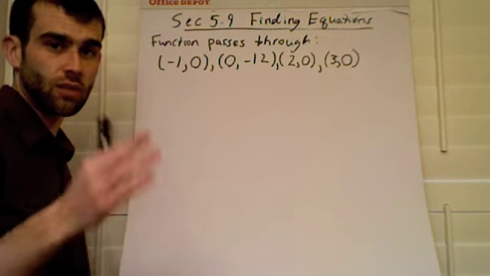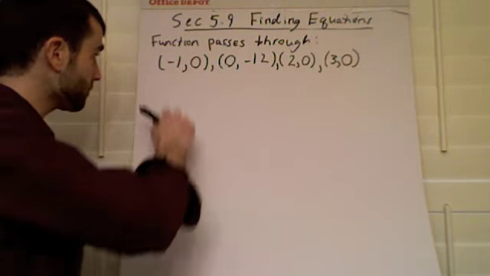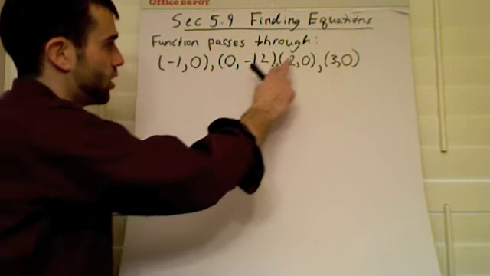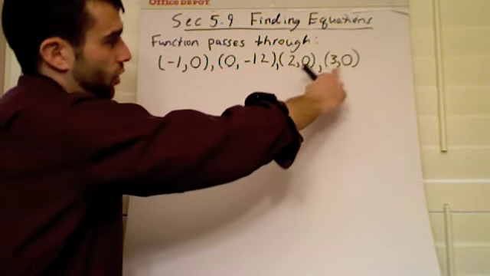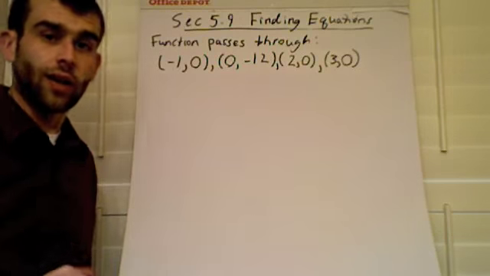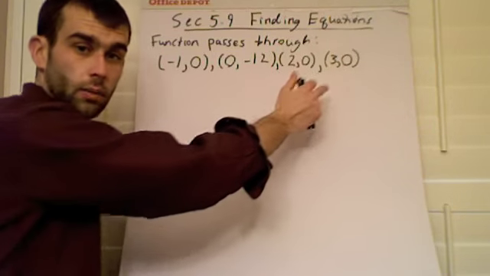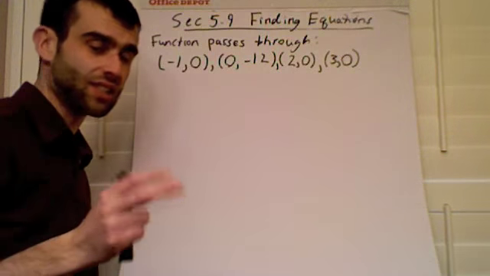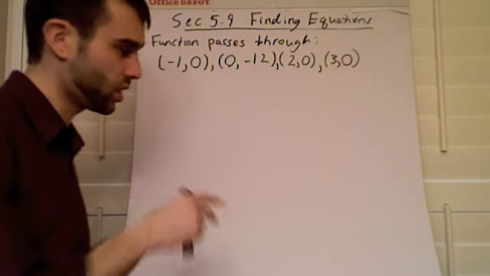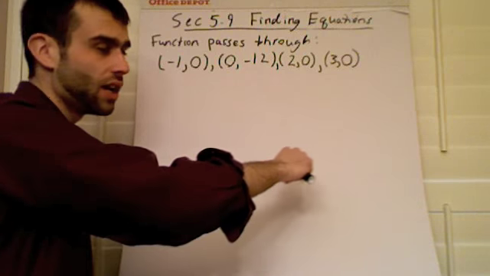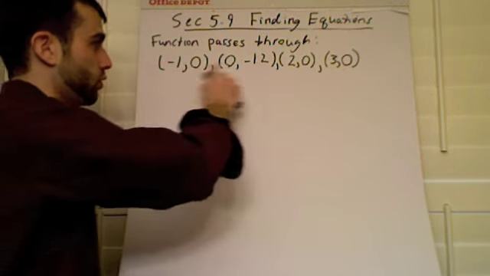We have a function that passes through these 4 points: (-1, 0), (0, -12), (2, 0), and (3, 0). Okay? Now, how many roots are there? Well, there's 3. Because the root, remember, is when x is equal to something when y is equal to 0. It's the point where it crosses the x-axis. That means that y has to be 0. We have 3 roots here.